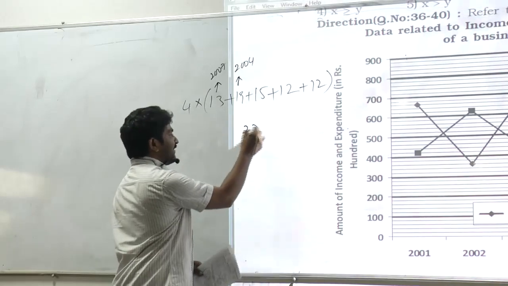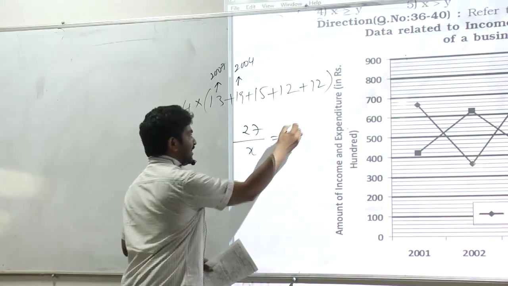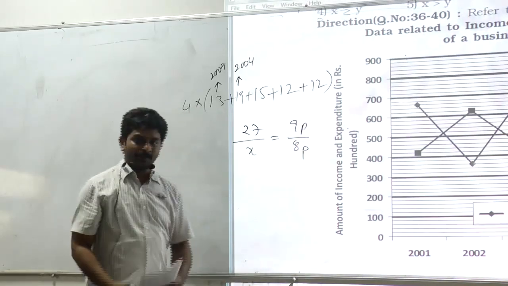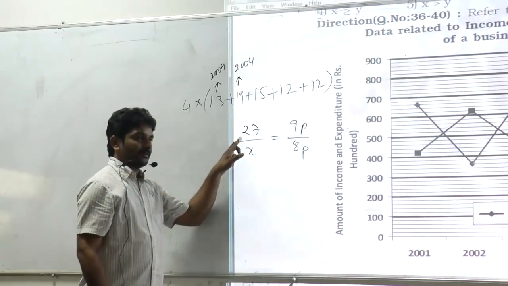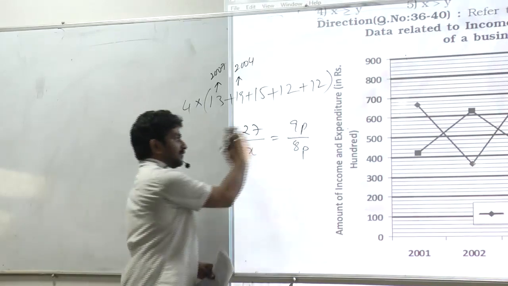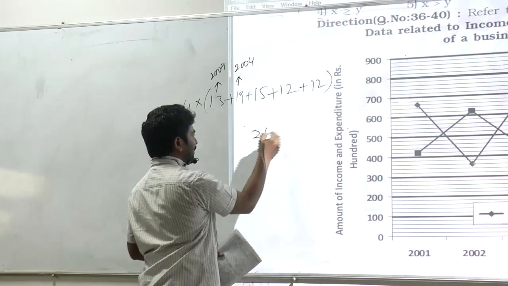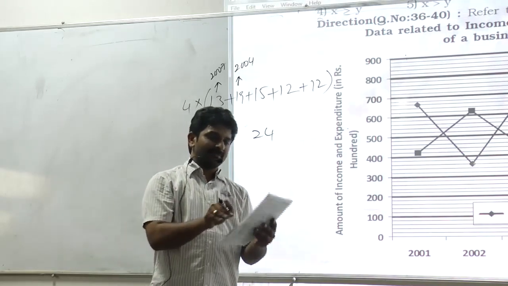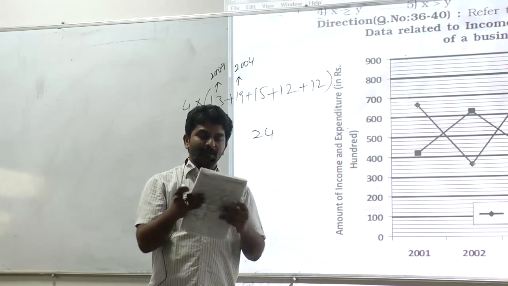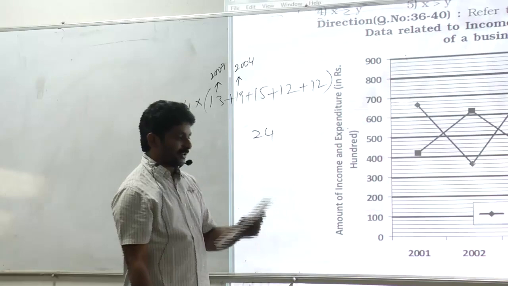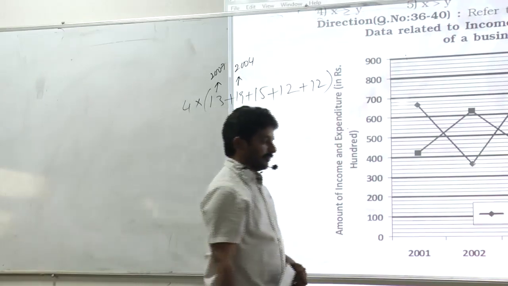So 27 by something is equal to 9 parts by 8 parts we said. Yes or no? 9 how many times? Then 8 threes. Do you know that or not? Yes. Why to calculate it again? 24 lines. 24 lines. Last person. This is in 2002 and then 2005.